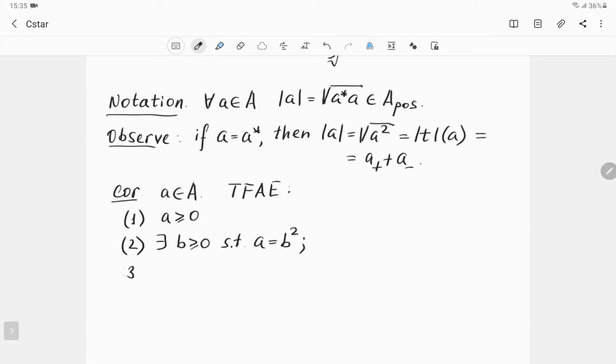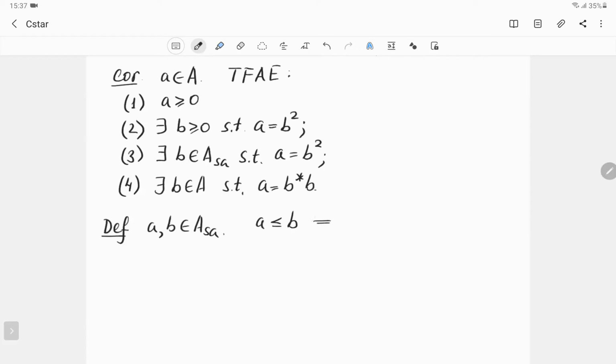Now we apply the positivity to introduce a useful order relation on the self-adjoint elements of a C-star algebra. So we give the following definition. If you have two self-adjoint elements, A and B, in our algebra, then we say that A is less than or equal to B if B minus A is positive. In fact, this definition can be extended to arbitrary elements, not necessarily self-adjoint, but traditionally it is introduced only for self-adjoint elements.